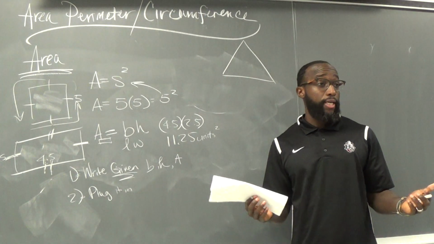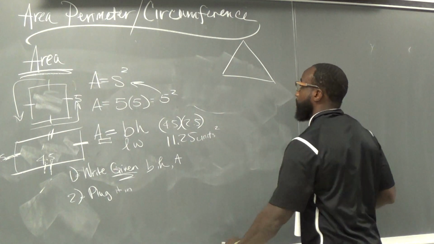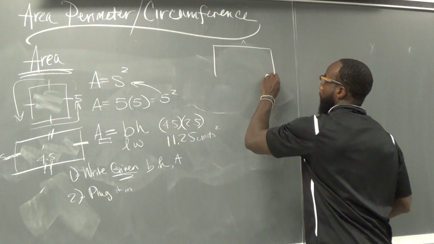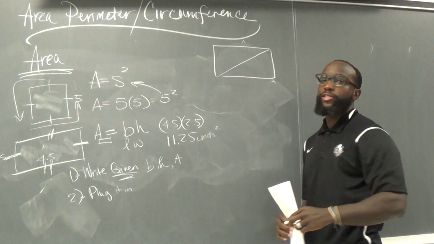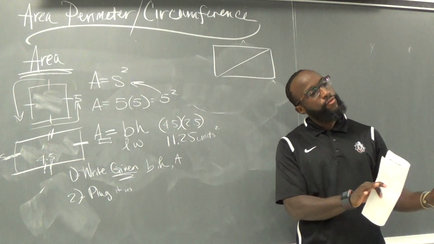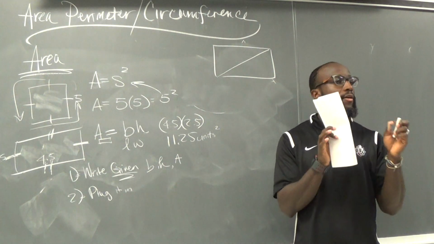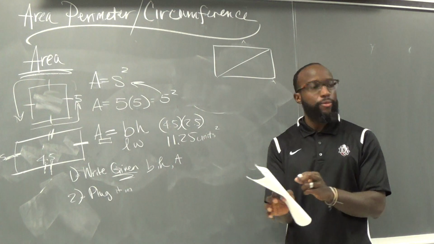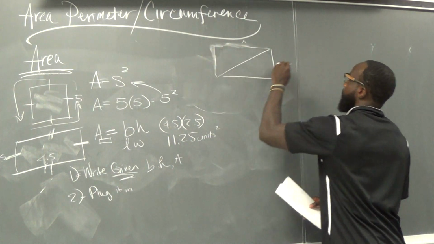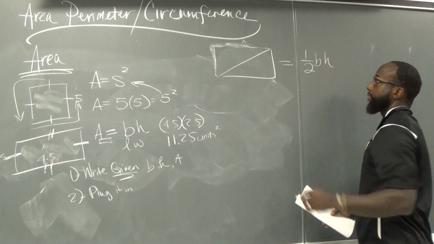A triangle is like half of a rectangle. When you think about it, it's half of a rectangle, right? If I draw a rectangle and then make a diagonal, I've created a triangle. So, because a triangle is half of a rectangle, the formula for the area of a triangle is half the formula for the area of a rectangle. So, the area of a triangle is 1/2 the base times the height.